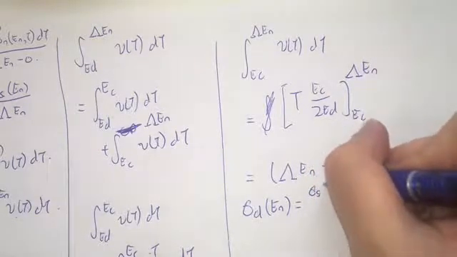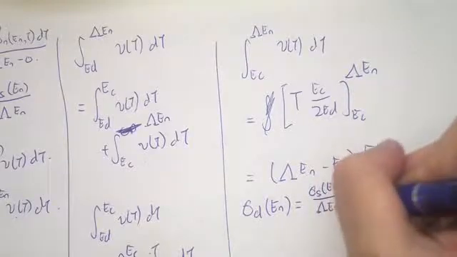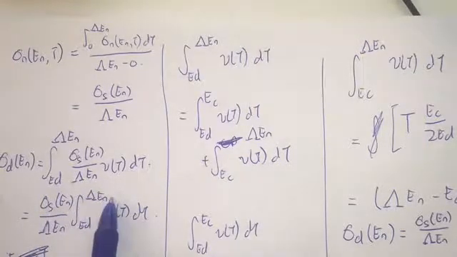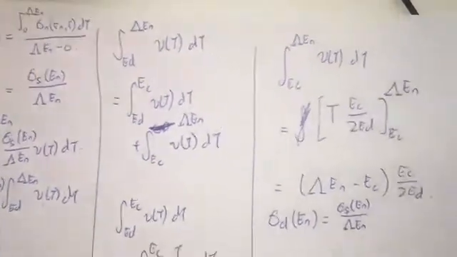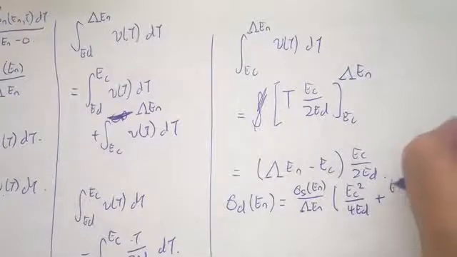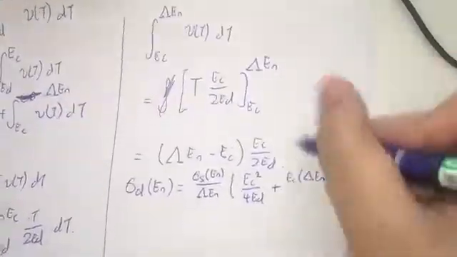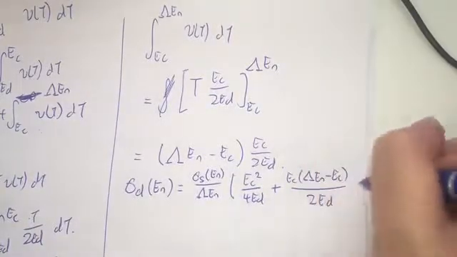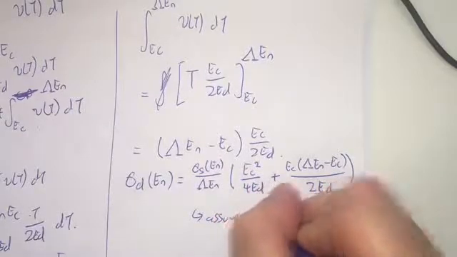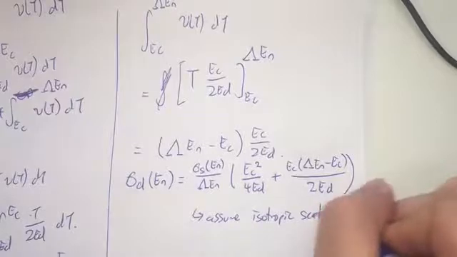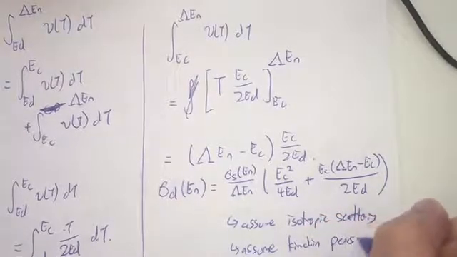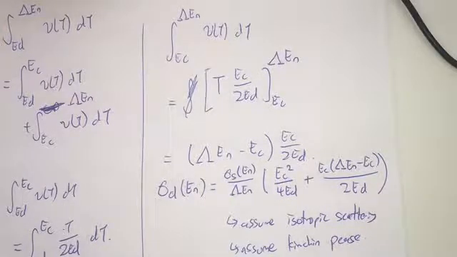It is equal to sigma scattering E_n over lambda E_n. That's the first part. Can you see? First part. Then this integral we split in two, so we need to add in both the terms that we have just derived. The first term is EC squared over 4ED plus EC times (lambda E_n minus EC over 2ED). And that's how we find our displacement cross-section, assuming isotropic scattering. And of course, we assume that the Kinchin-Pease model holds. Okay, so that's all I have for you for this part of displacement cross-section.